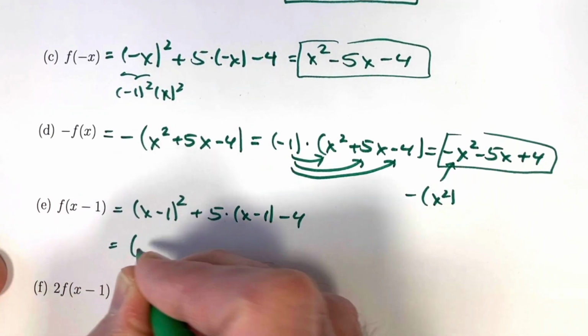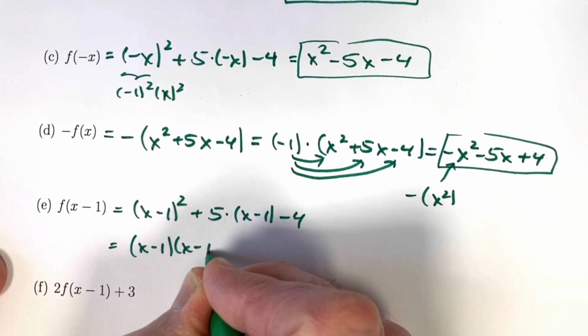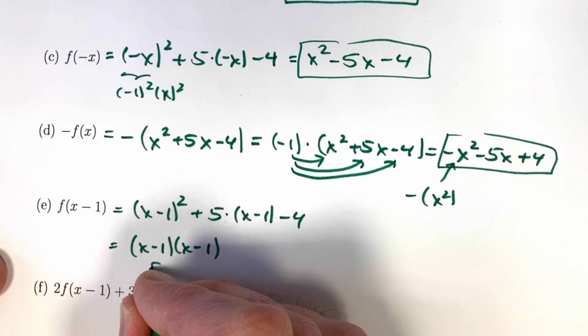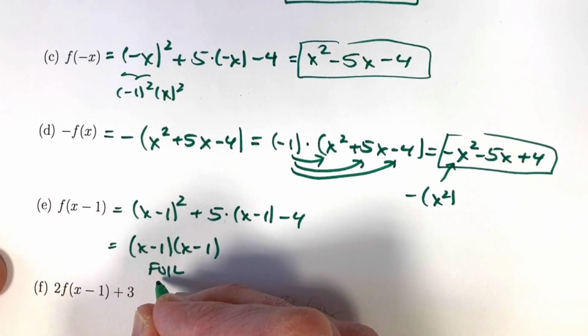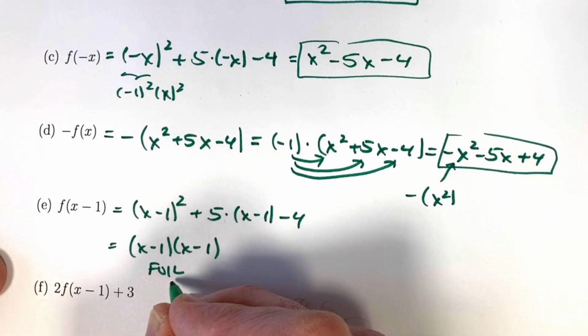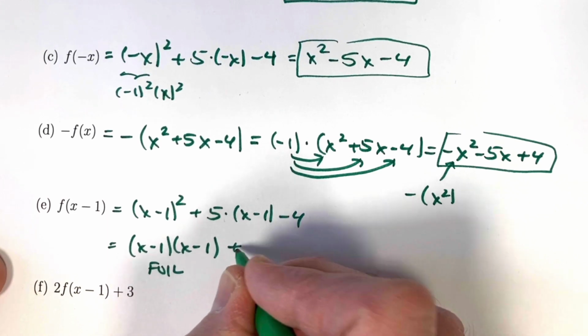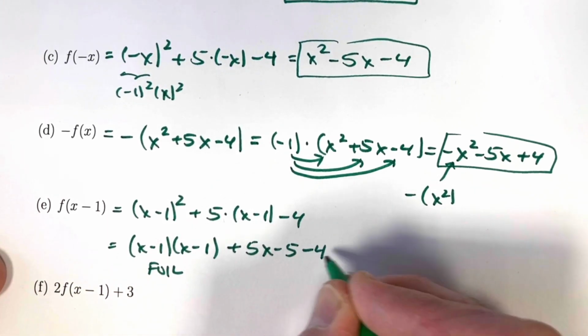Simplify. With the first expression right there, I need to realize I need to multiply x minus 1 times itself, so I will have to use the FOIL method to help me simplify that. First times first, outside times outside, inside times inside, and last times last. But with the second term here, I can just distribute the 5 through right away and get plus 5x minus 5. Don't forget to subtract 4.